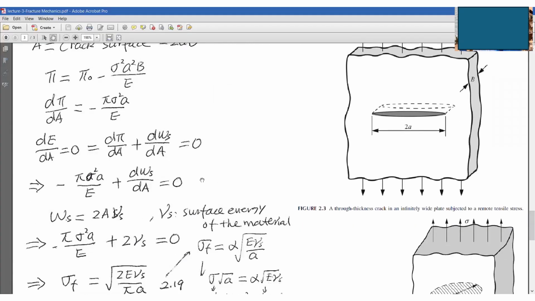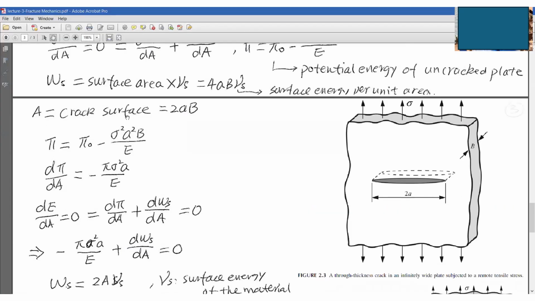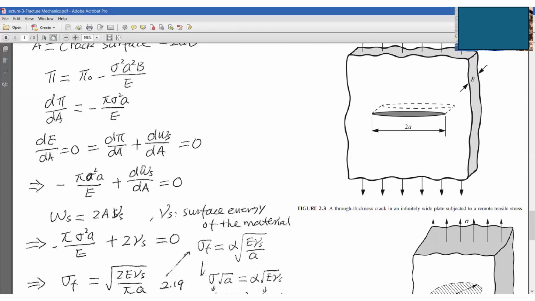Okay, so we should know that Ws equals 2A gamma S. And A is a crack surface. We always have two crack surfaces. Do you guys agree? One is upper, one is lower. And gamma S is the surface energy of the material.